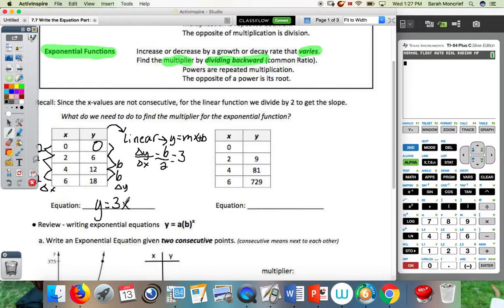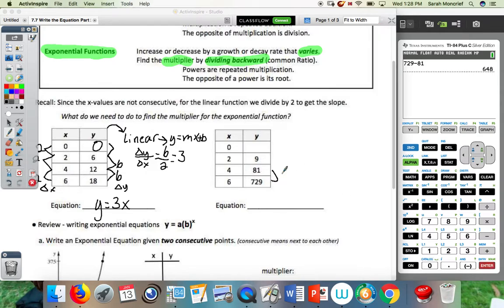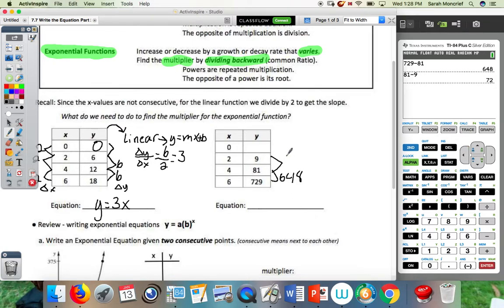All right, so now let's look at the next table. We need to figure out first if it's linear or exponential. So let's see if we subtract and get the same numbers like we did here. What is 729 minus 81? That's 648. Cool. And now what is 81 minus 9? That's 72. Those aren't the same, so is this going to be linear?